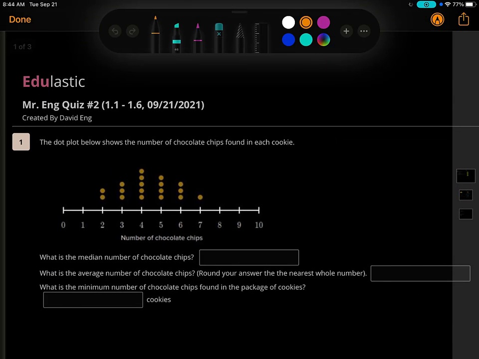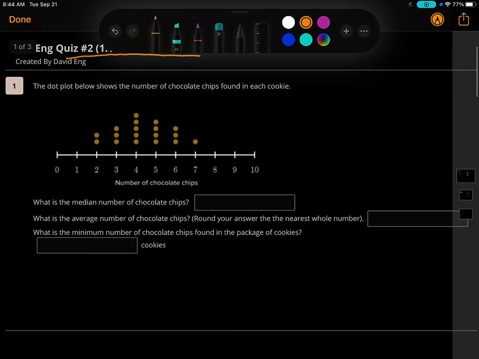Hey guys, let's go over quiz number 2, taken on September 21st, 2021. The dot plot shows the number of chocolate chips found in each cookie. So each dot is a cookie. What is the median number of chocolate chips?